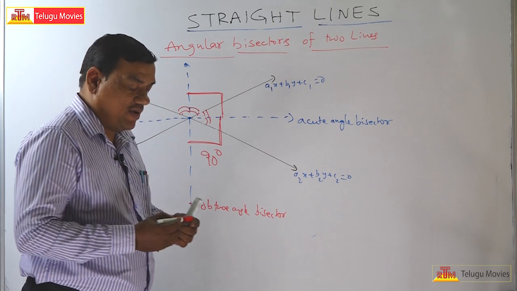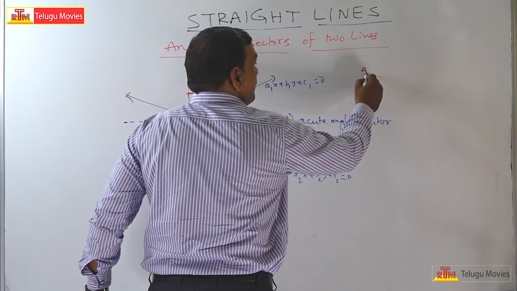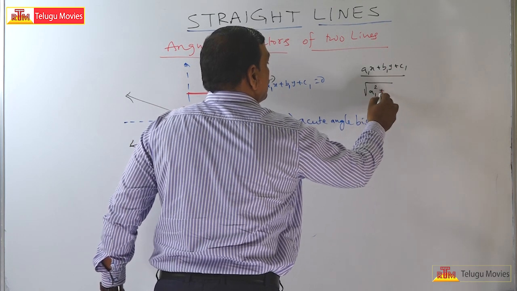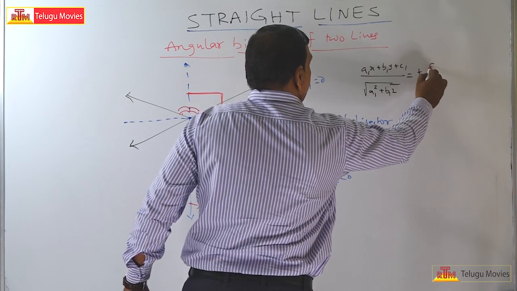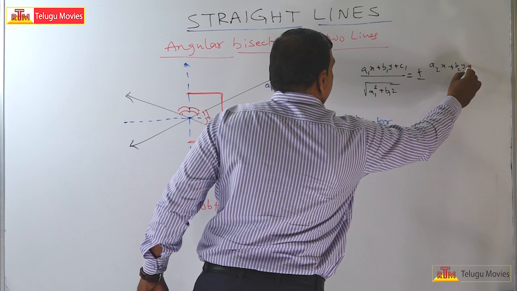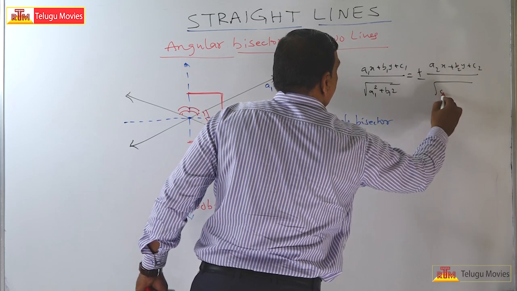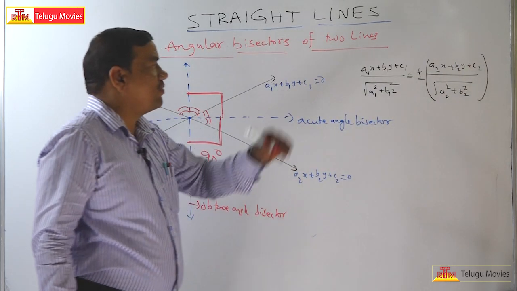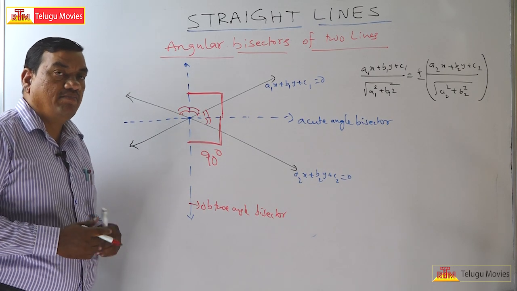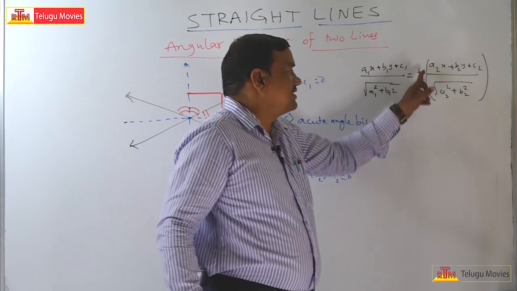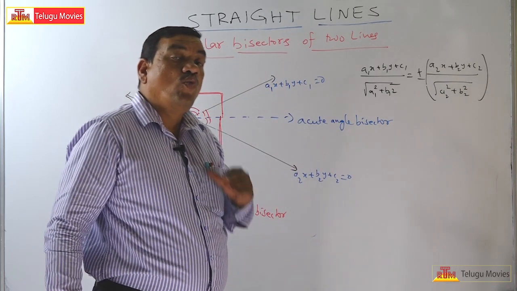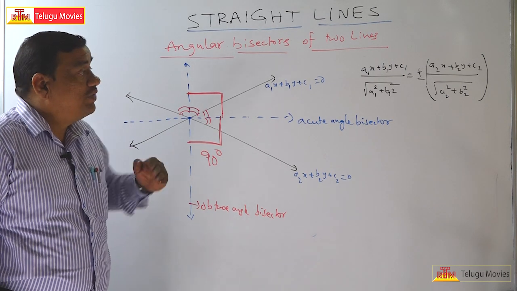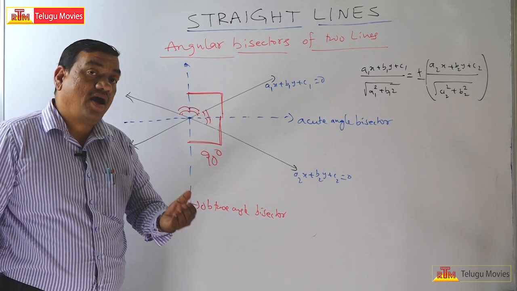For that, there is a formula. The formula is (a1x plus b1y plus c1) upon the square root of (a1 square plus b1 square) is equal to plus or minus (a2x plus b2y plus c2) by the square root of (a2 square plus b2 square). That is the formula for the acute and obtuse angle bisectors. If you take plus, you will get one angle bisector. If you take minus, you will get the other angle bisector.